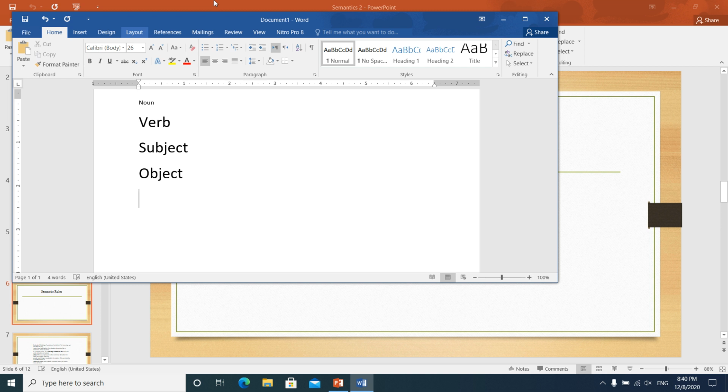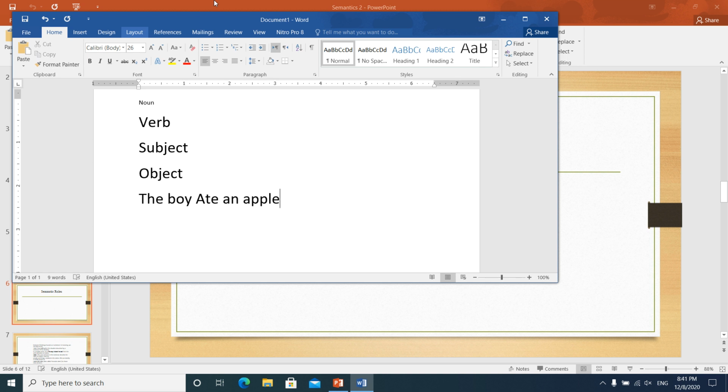So the boy, for example, ate what? An apple. The boy is a noun, of course, but it is a subject. In this sentence, it is a subject. The verb ate is a verb, and apple is a noun which is object.